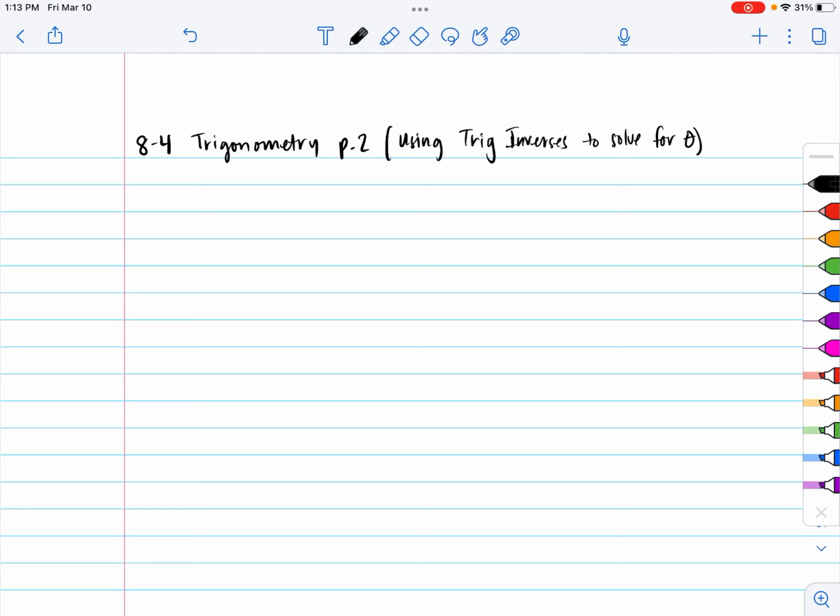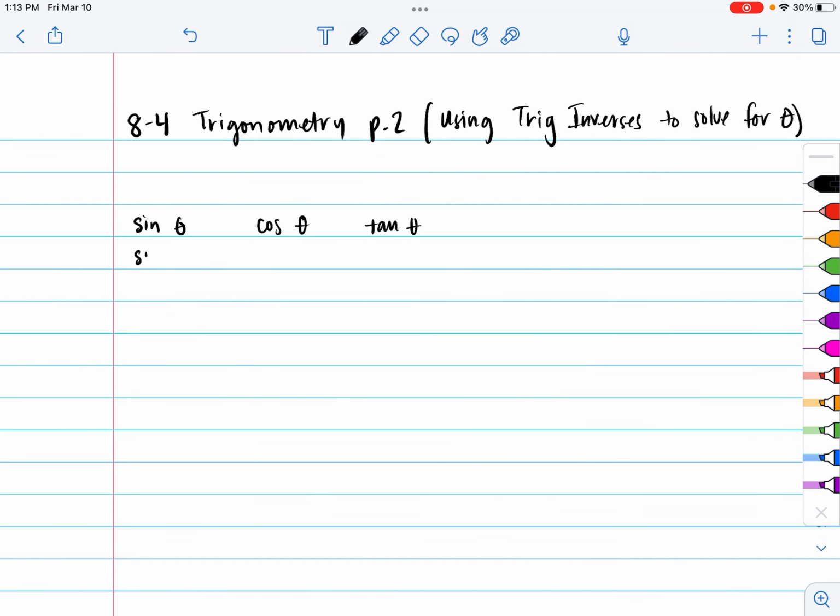Okay, so first and foremost, let's talk about inverse trig. On our calculator, we have sine theta, and we also have cosine theta, and we have tangent theta. Okay, inverse trig looks like this. The inverse sine looks like this. Sine to the negative first. And cosine, inverse cosine, is cosine to the negative first. It looks like a -1 power. And then tangent is the same procedure, tan to the negative first.